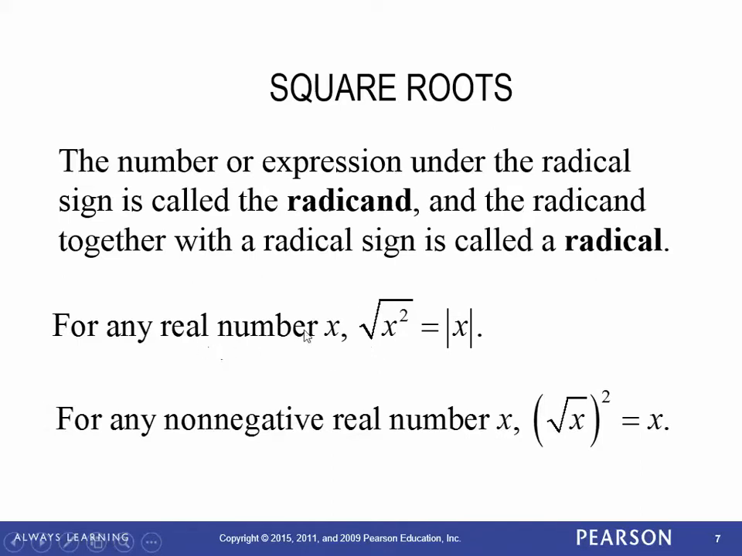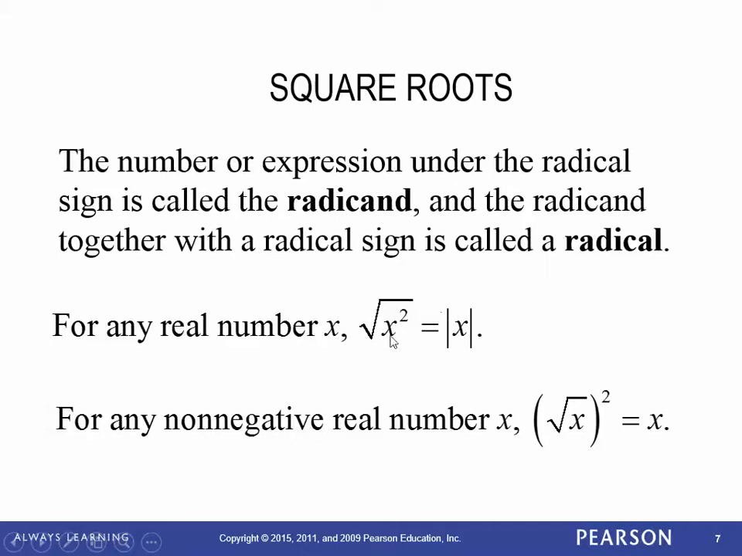Alright, so a few little properties here. And again, you will need these for calculus. This particular one you'll need for calculus here. So the square root of x squared is actually equal to the absolute value of x. Those two are exactly the same. Isn't that kind of weird?